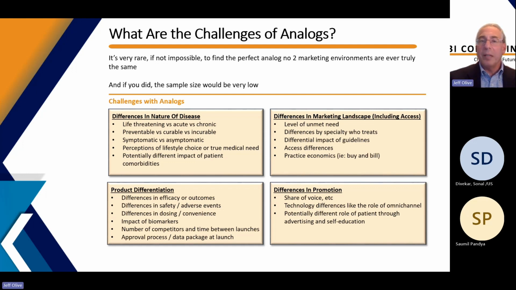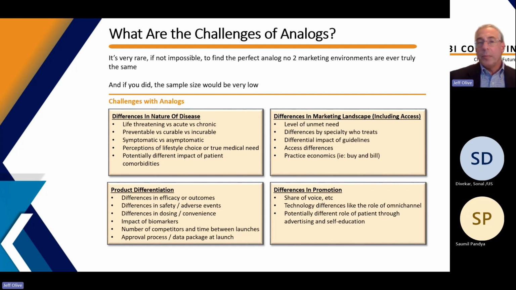If we move to differences in marketing landscape, level of unmet need. How similar is this analog's level of unmet need when they launched relative to the unmet need in your market? Typically, the higher the unmet need, the more that correlates to share. Who treats these patients? Different specialists will treat patients differently. And so you'll have to look at your analog to see, well, how did different specialists prescribe, and could that impact the analog at all? Different therapeutic areas obviously are facing different guidelines, and different guidelines will have different impacts on prescribing.